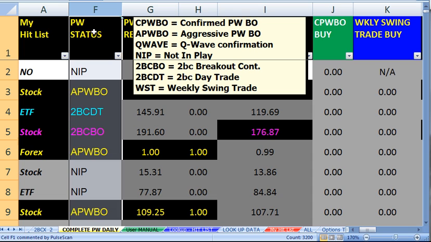Quick note, the confirmed pulse wave breakout and the Q wave confirmation, those two are your primary main signals that you want to trade. You can, for the most part, disregard every other signal and just trade those. That is the heart of the system. That is the pulse wave system. The other signals that are in there are intraday signals, and we will get into more of that a little later on. This is just an introduction to all the columns and everything in the spreadsheet.